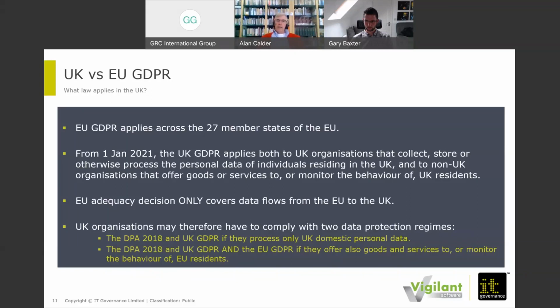So it's quite possible that a UK organization may find itself having to comply with two data protection regimes simultaneously. The first is the UK GDPR, which is in force through the Data Protection Act 2018 if you process UK domestic personal data, and if you're also providing services into the European Union, then you definitely have to comply with EU GDPR as well. At this point, that's relatively simple. The duality is quite straightforward to achieve because the laws are essentially the same, but as time passes and the laws diverge, that dual compliance will become harder.